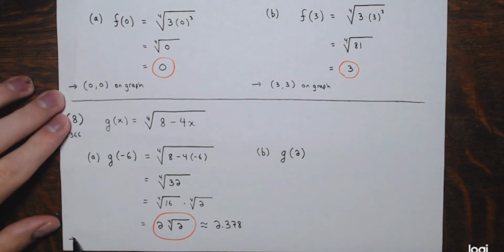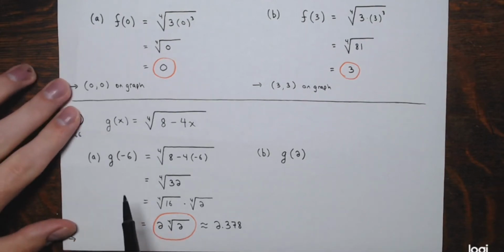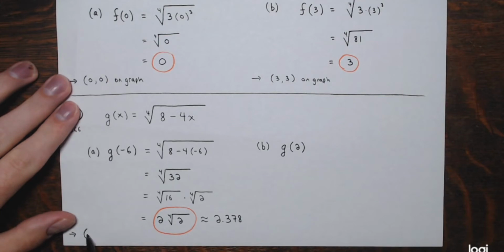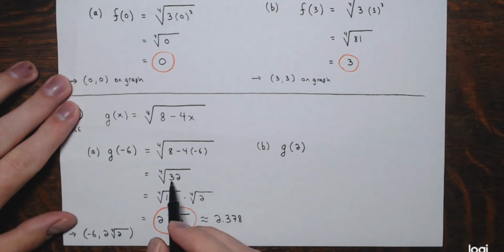And then the point on the graph of this function g would be input negative 6, so negative 6 for the x-coordinate, and then output 2 times the fourth root of 2, or just the fourth root of 32 if you want to make it smaller, right? But this point would be on the graph of this function g.